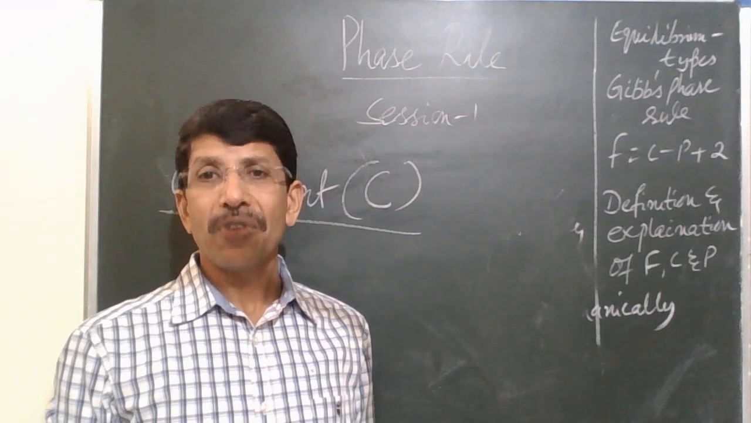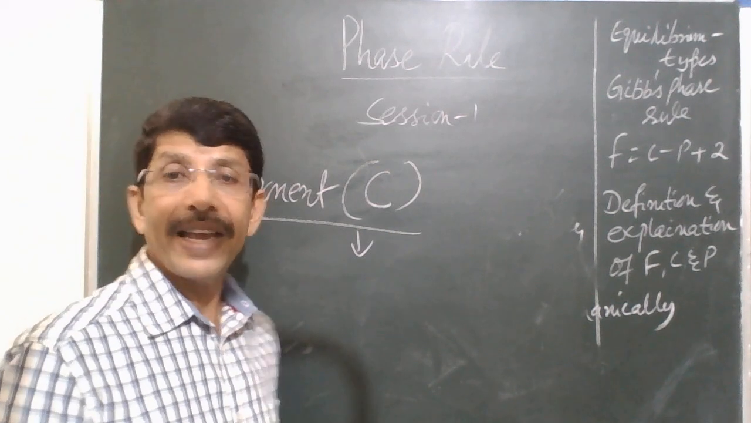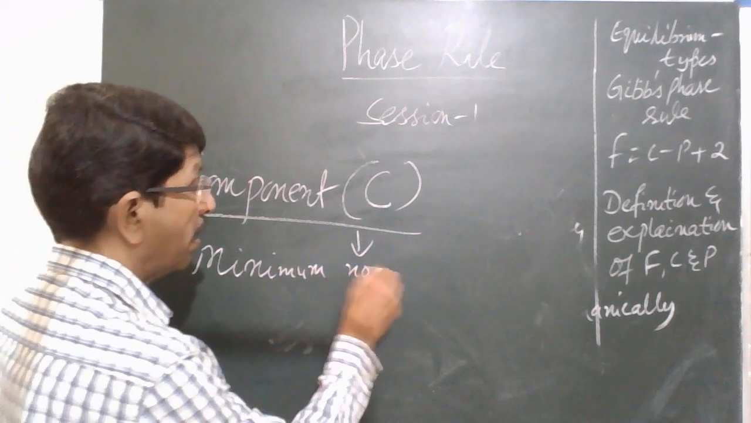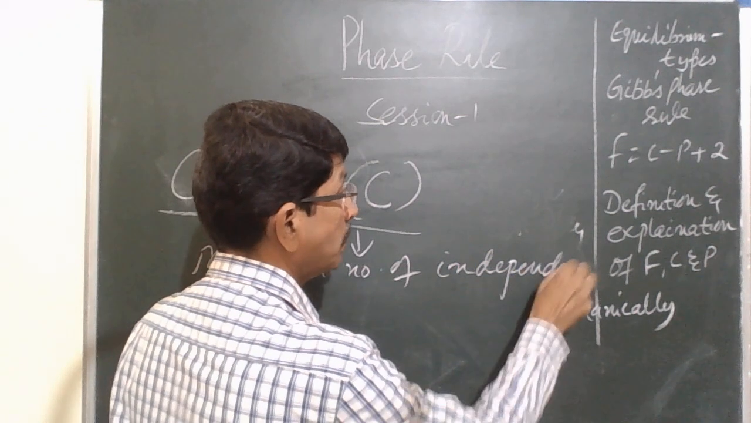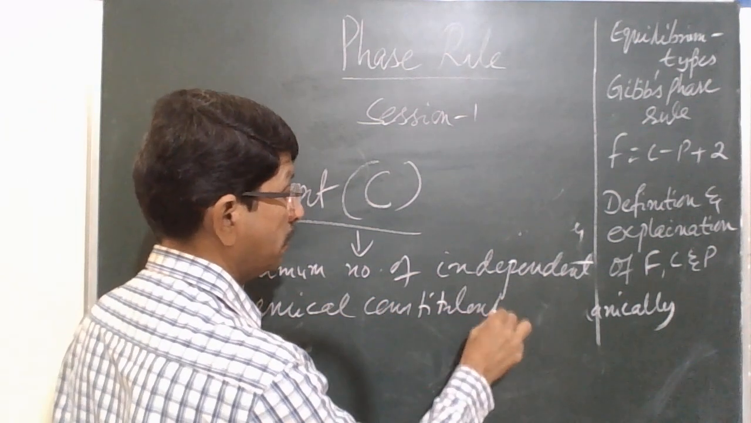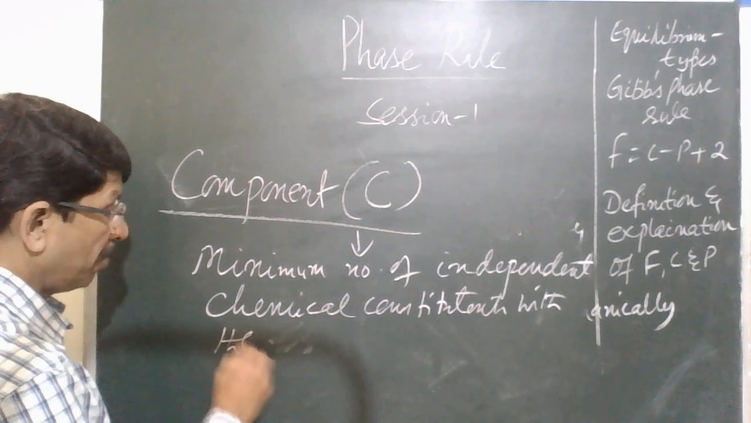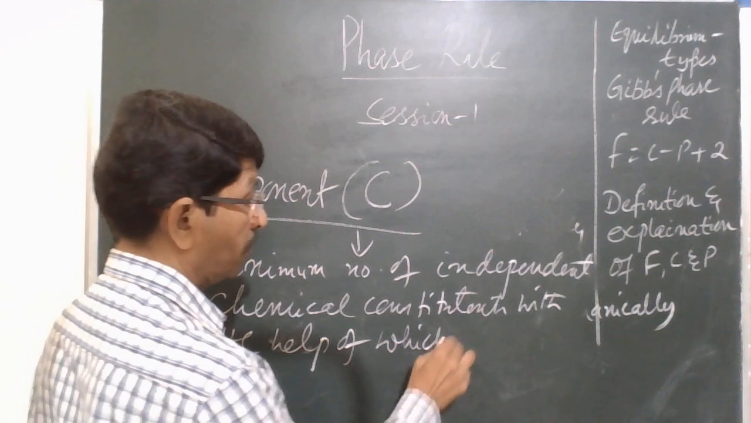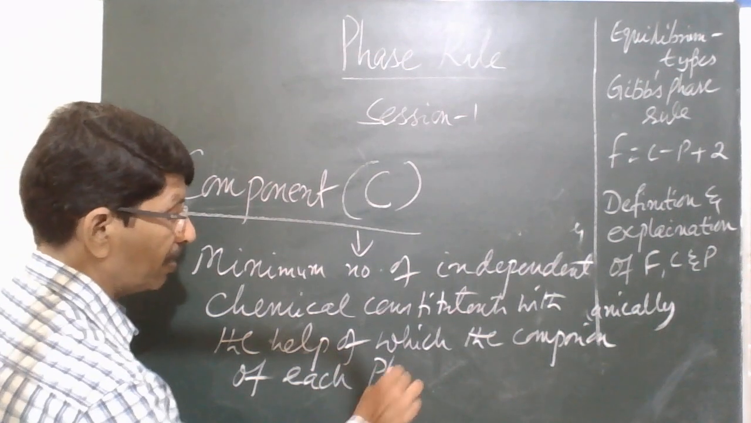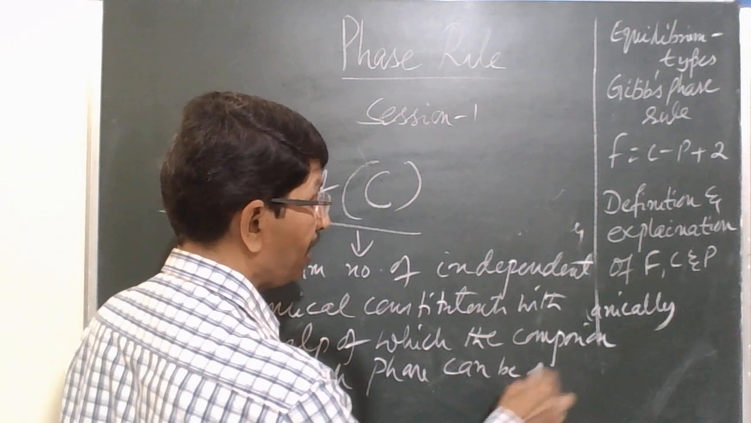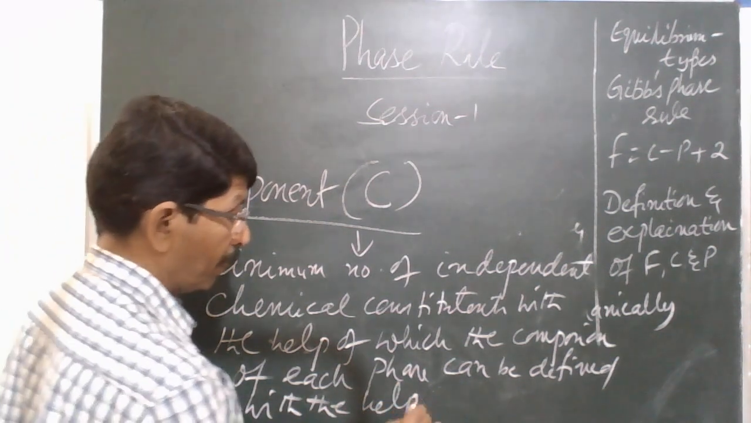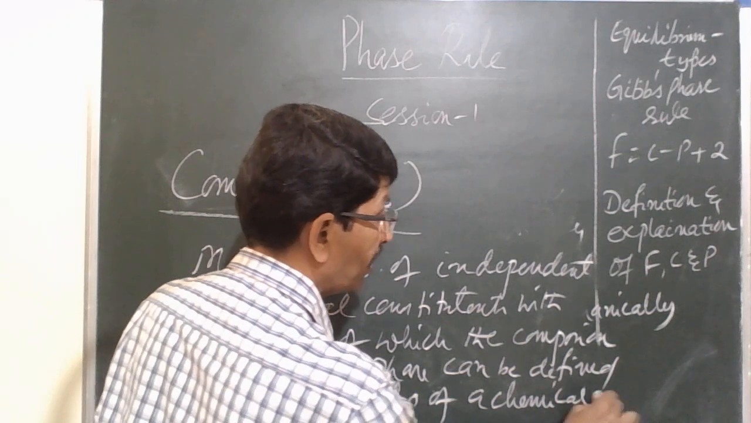So components, we say, the number of components is defined as the least number or the minimum number of independent chemical constituents with the help of which the composition of each phase, or every phase, can be defined with the help of a chemical equation. So this is the definition.